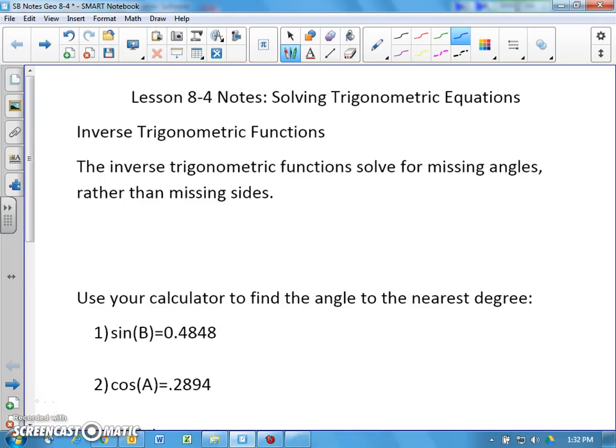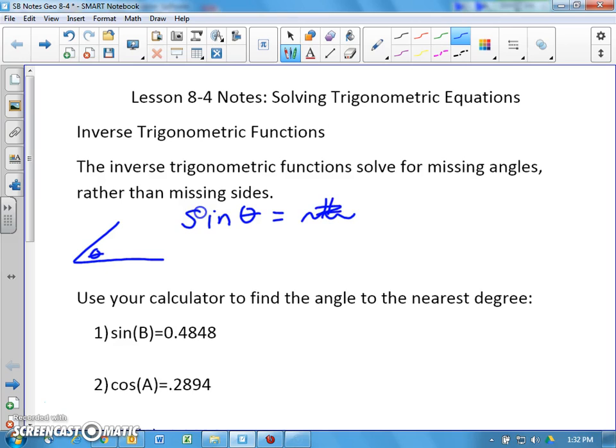Lesson 8.4, Solving Trigonometric Equations. In the last section, we found out how to find the sine of a specified angle. So if I have some angle in my triangle, then I would find the sine of that angle. I would type that in the calculator and get some number.